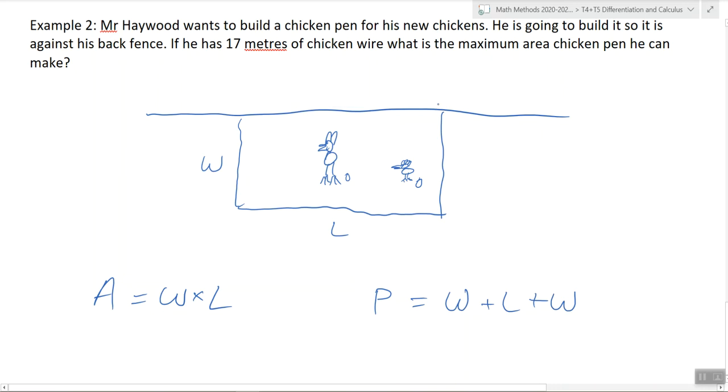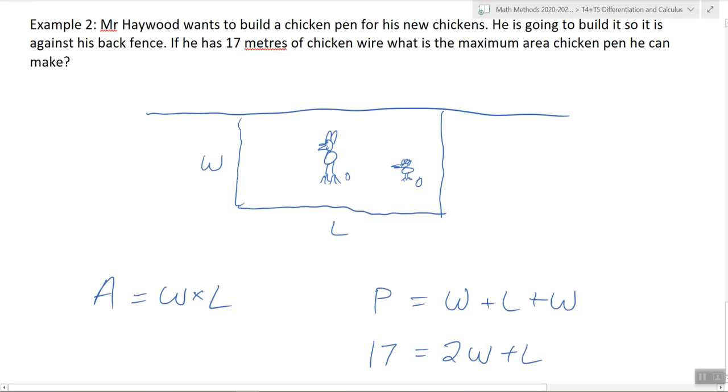Okay? So the second tip, after you've drawn a diagram, is to use rules that you know. Right, so now, is there anything else in the question that we could use? So what is the 17? Is any of the letters equal to 17? The P. Okay, so we have 17 is equal to 2W plus L. Okay, so we're getting closer. We want to find the maximum area, so we want to find capital A.